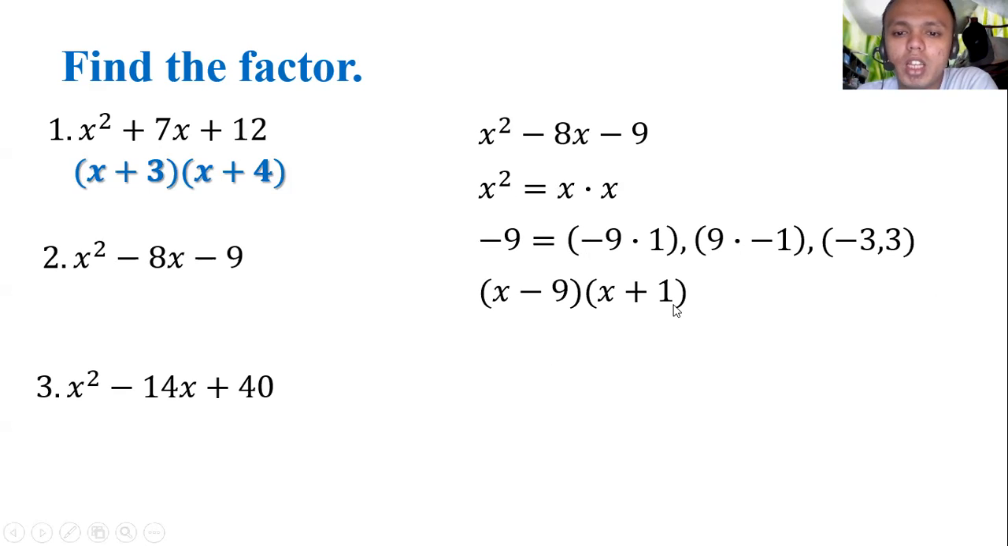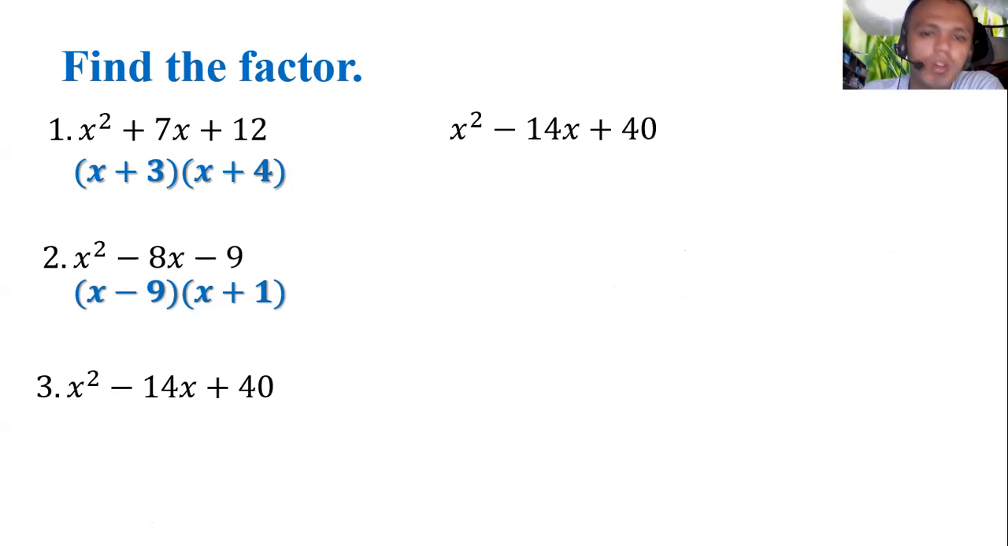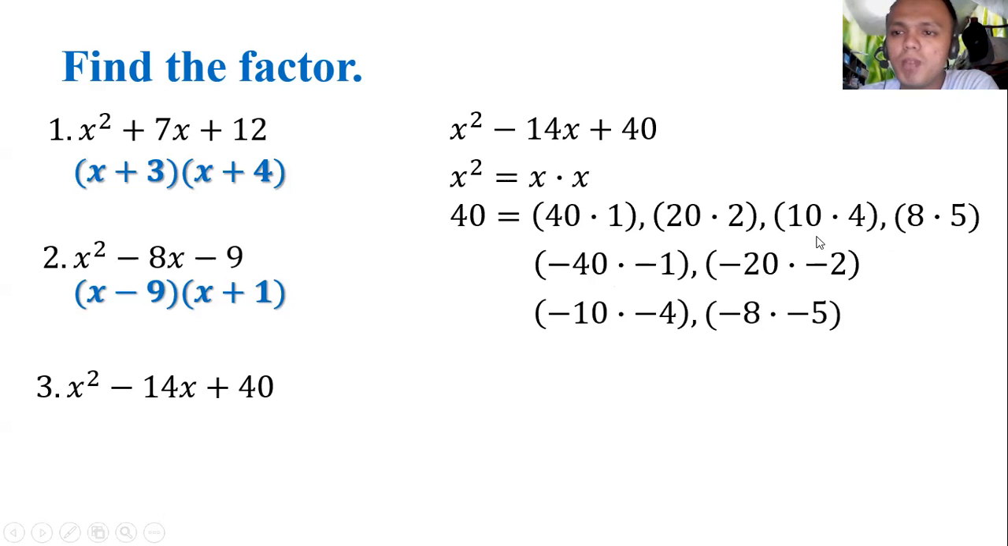So negative 9 and 1 ang gagamitin natin. We have x minus 9 times x plus 1. So ito yung magiging factors niya. Next, number 3. We have x squared minus 14x plus 40. Now, factors of x squared equal to x times x. Factors of 40, we have marami. Now, 40 times 1, 20 times 2, 10 times 4, 8 times 5 are all factors of 40.